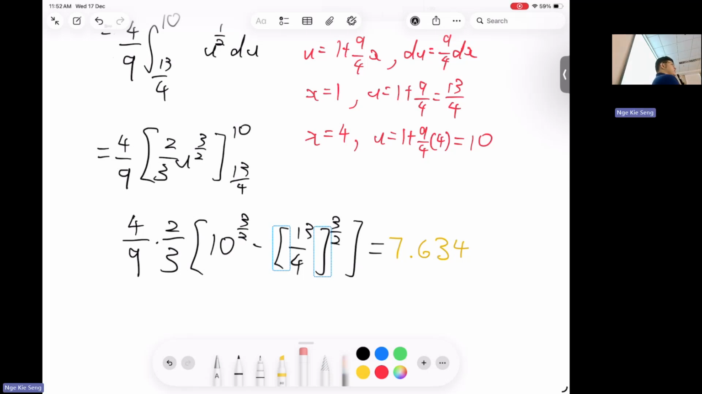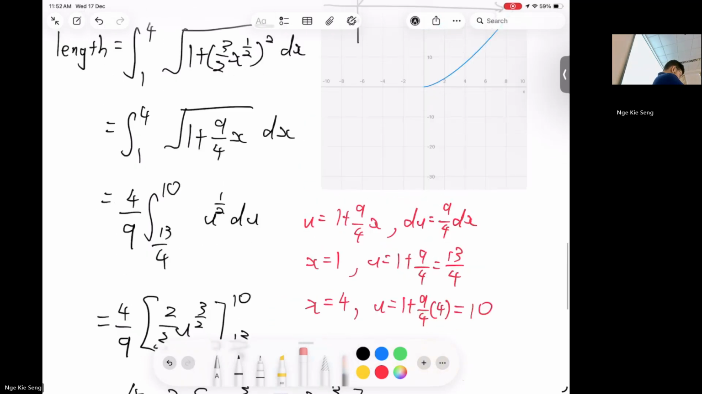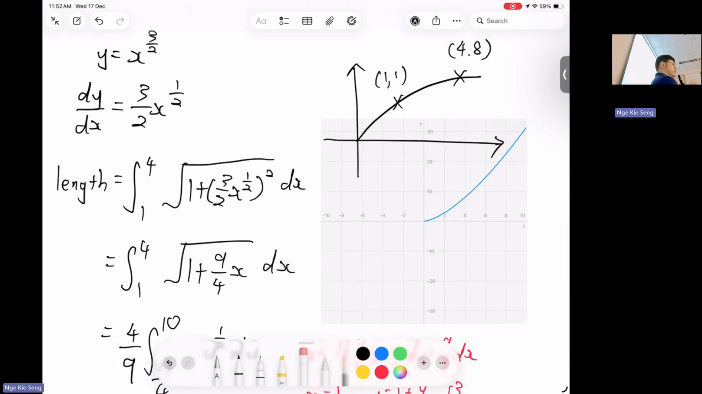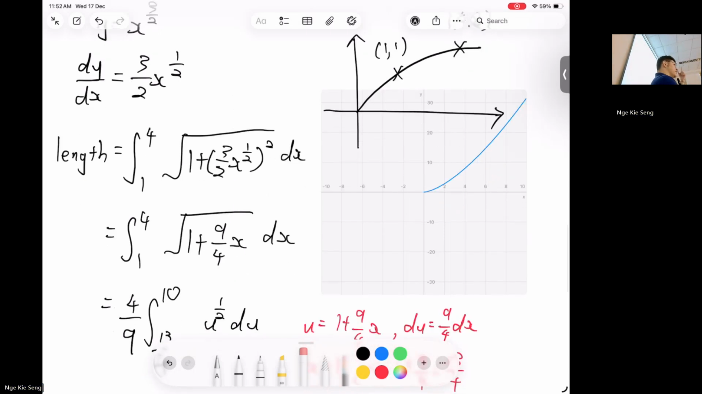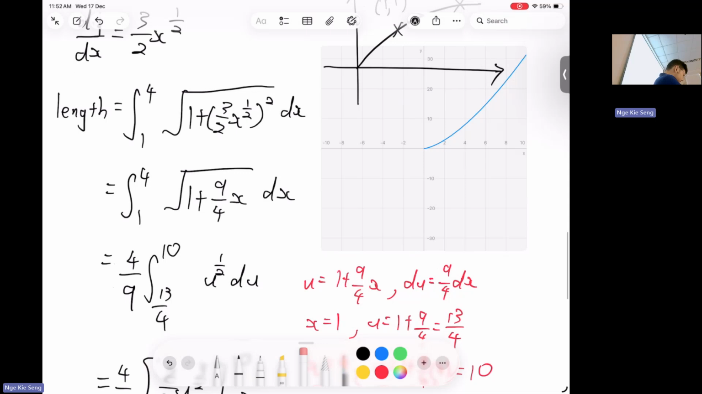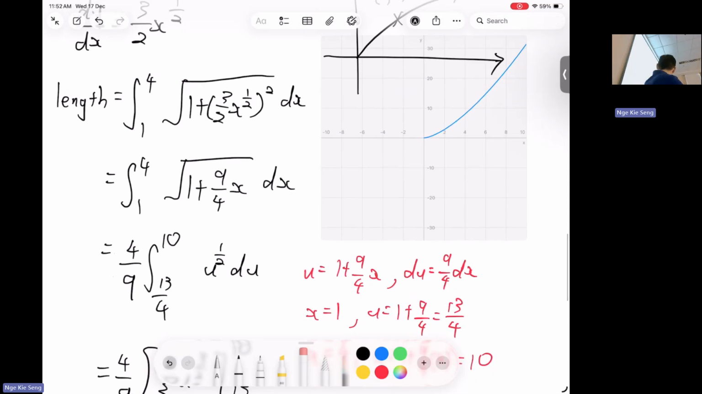Any question? Okay, straightforward or not? You get the function, get your curve, differentiate it, plug into your formula, and integrate it. Maybe this integral part is hard, depending on what kind of integral you get. Start with substitution. Don't randomly guess.